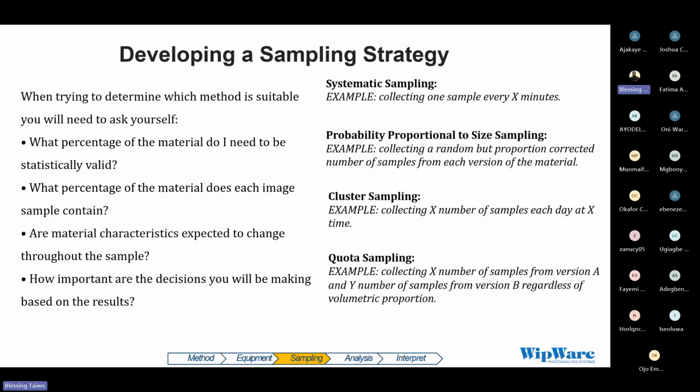Don't worry. The software has a feature called the merging feature. That merging feature helps you to merge all those images together and represent them as a single blast that it takes. So another question you want to ask yourself is: are material characteristics expected to change throughout the sample?